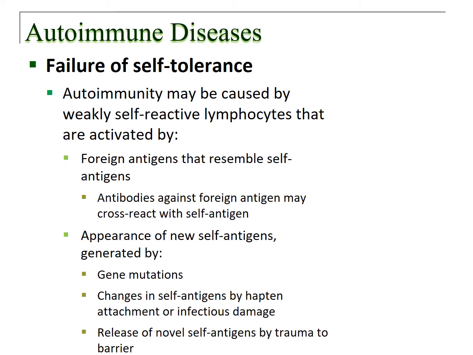So what happens in a failure of self-tolerance? So this autoimmunity may be caused by weakly self-reactive lymphocytes that get activated by one thing could be foreign antigens that resemble self-antigens, and this means that the antibodies that get produced against this foreign antigen can also react with the self-antigen. You can also see the appearance of new self-antigens that get generated by gene mutations, hapten attachment to proteins, infectious damage, or the release of novel self-antigens by a trauma to some sort of barrier.